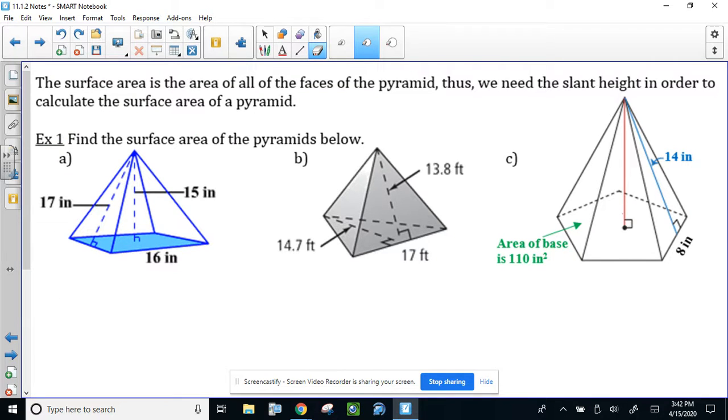We're going to try and come up with a method for, hold on, bud. Parker, stop. A method for finding the surface area.